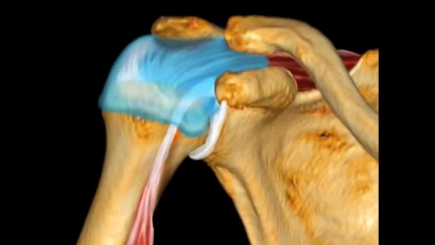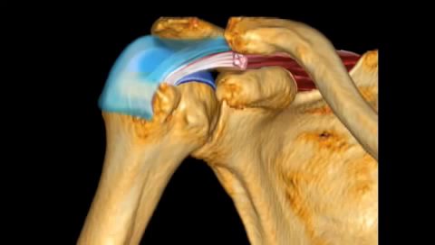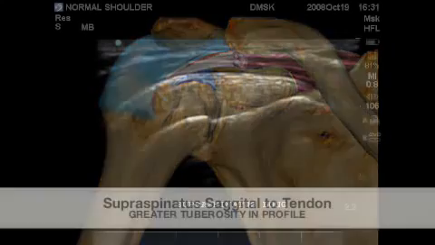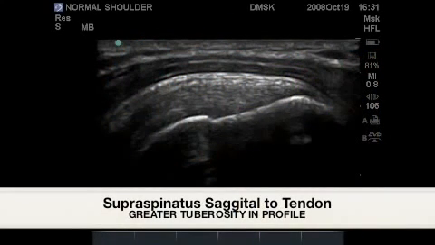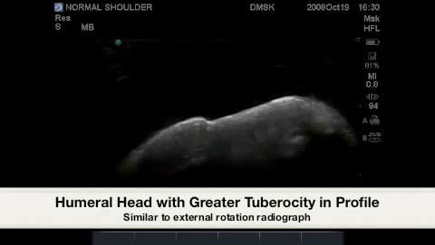From the transverse or cross-section image, we will now switch to the long axis or sagittal cut of the supraspinatus tendon at the anterior margin of the greater tuberosity. Here is the corresponding long axis section of the supraspinatus tendon as it inserts to the greater tuberosity.